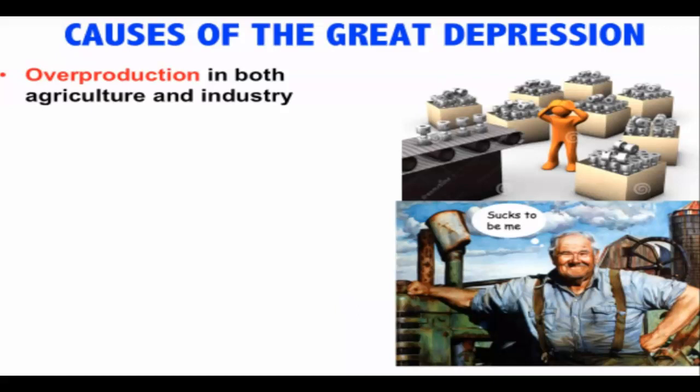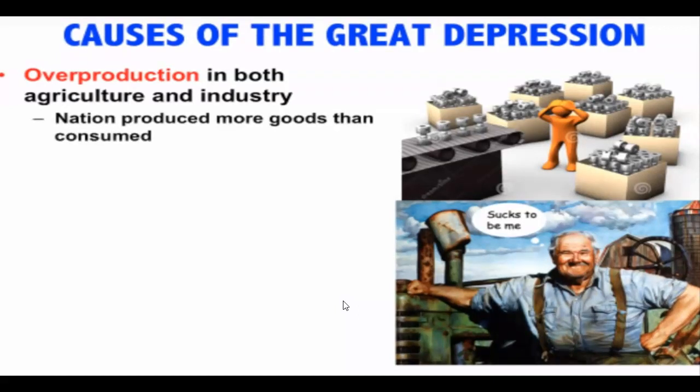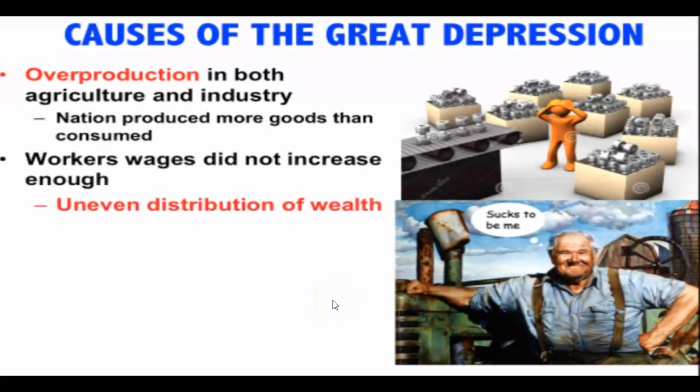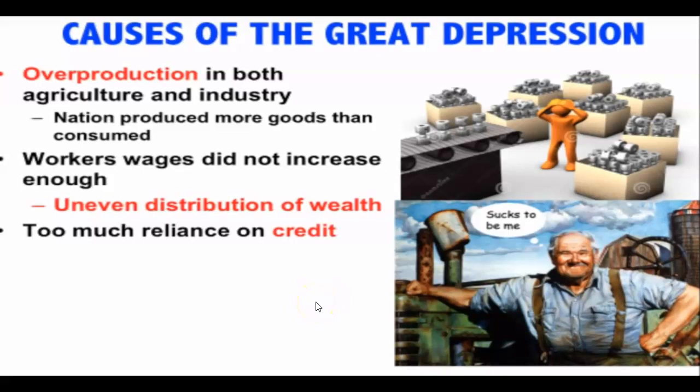The causes of the Depression, like I said, mostly took place during the 1920s. I talked about overproduction, both in the agricultural sector and in industry. There was excess supply, a surplus of goods and services throughout the economy, and what this generally did was drive prices down for many of these industries, especially with farmers. In other words, the country produced way more goods than were consumed. Workers' wages did not increase enough, so there was an uneven distribution of wealth throughout the country. There was too much reliance on credit.